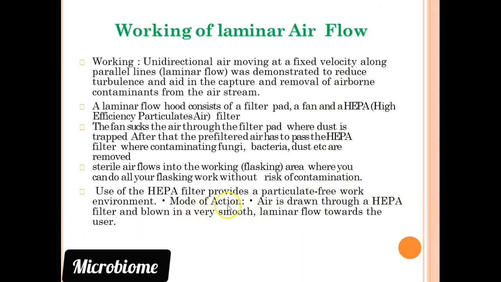Now next, the use of HEPA filters provides a particulate-free work environment. How do they act, what is the mode of action of the HEPA filter? Air is drawn through a HEPA filter and blown in a very smooth laminar flow towards the user.